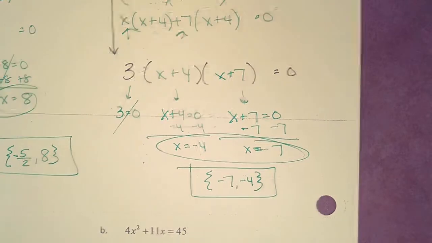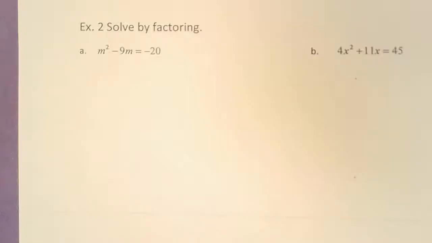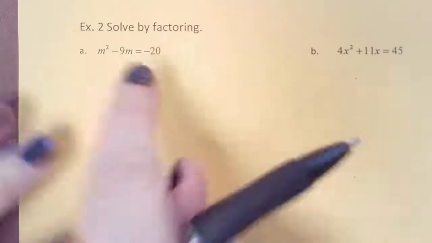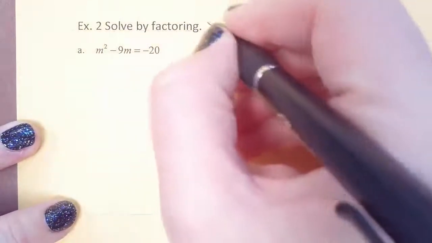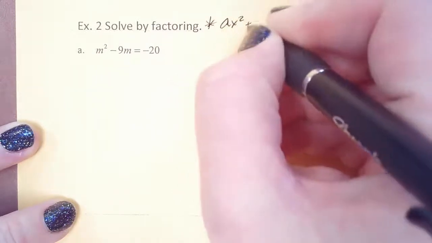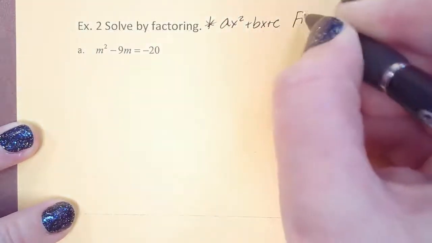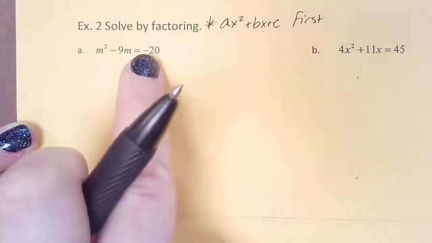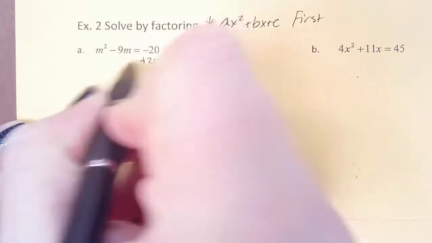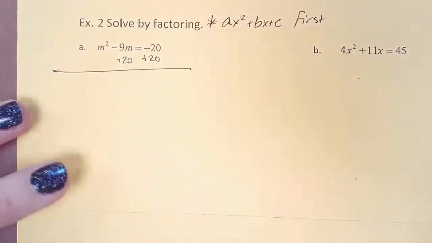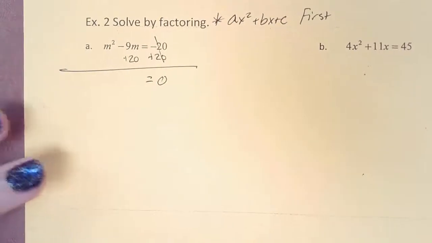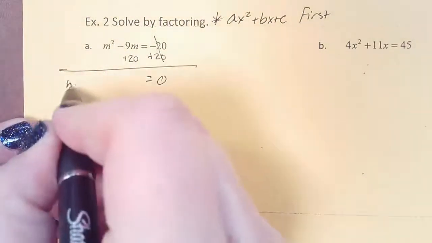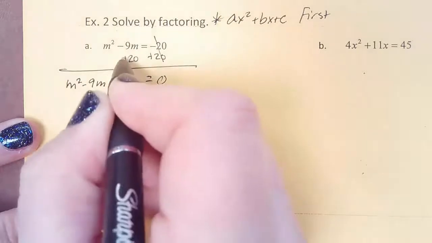2 more. All right, on these last 2 here, we can't quite start yet because I don't have it set equal to 0. So I need to make sure I put this in standard form. So I need to put it in the ax squared plus bx plus c form first. So I need to move the negative 20 to the other side, so I'll add 20 to both sides. On the right side of my equal sign, they cancel, so it equals 0. On the left side, none of these are like terms, so it's m squared minus 9m plus 20.